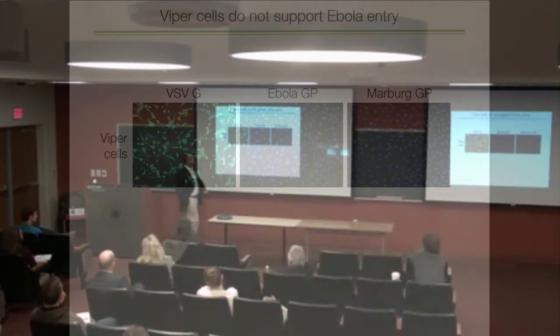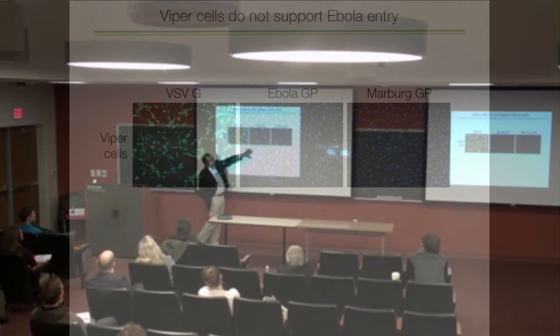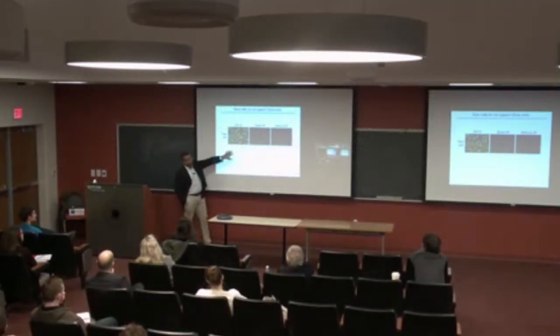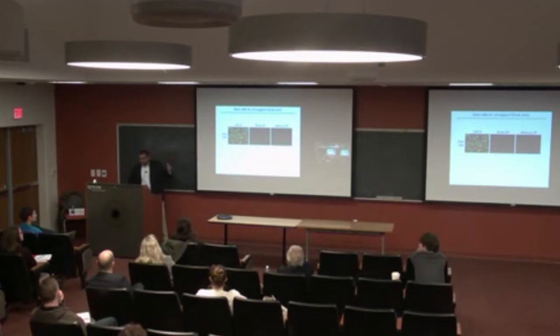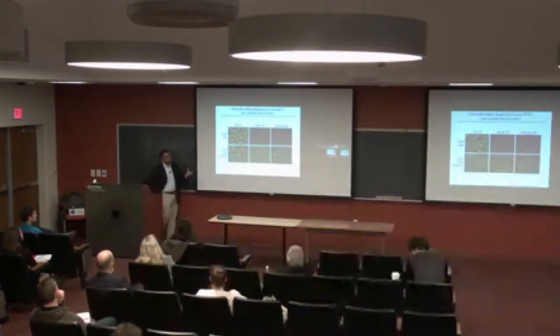Including this strange Yovu virus from Spain. So when we take these cells and infect them with VSV, just a control virus which can infect everything, including yeast, we see infection. But if we infect with Ebola and Marburg, we see no infection at all on these snake cells.